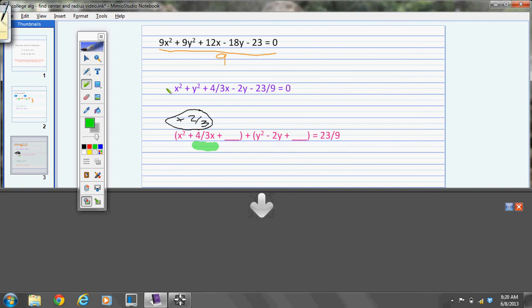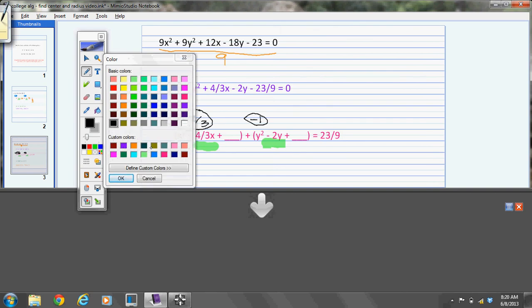Now I'm going to take the middle number here, which is a negative 2. Negative 2 divided by 2 is a negative 1. So we're going to put that there, and we're going to circle that so we can use it later. Okay?